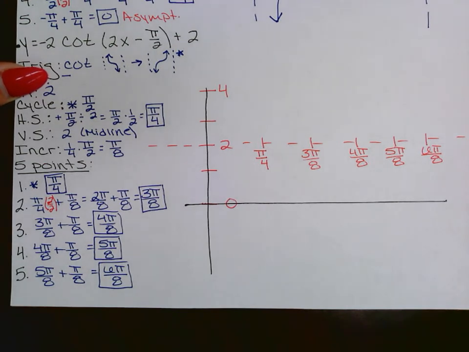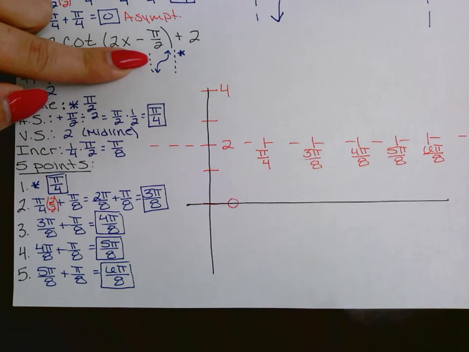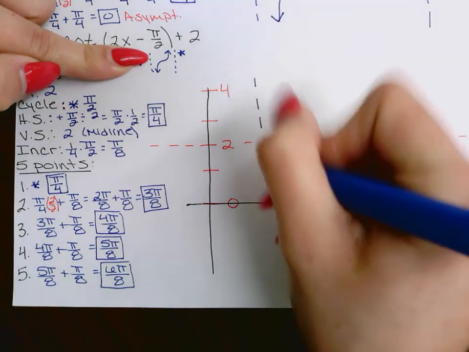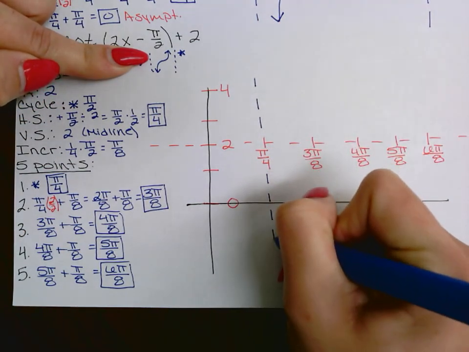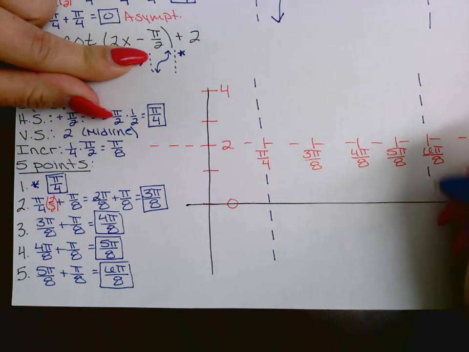Alrighty, so now that we have our 5 points, now I'm going to be drawing the negative cotangent. Here's where I need to peek back. It should end up looking like a positive tangent. There are asymptotes for this one as well. Same rules as tangent. So my first and last point here are asymptotes. So that means pi over 4 is an asymptote. And 6 pi over 8 are also asymptotes.